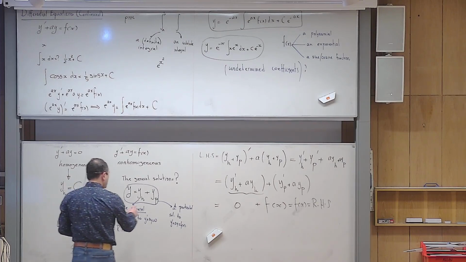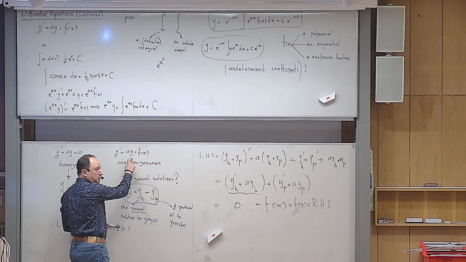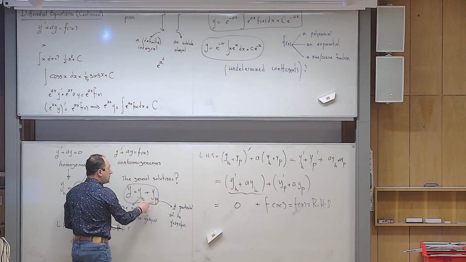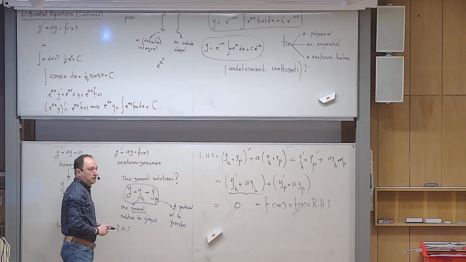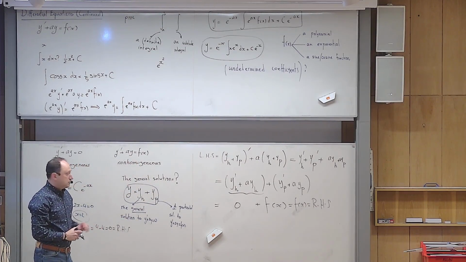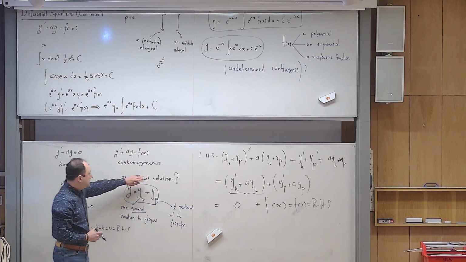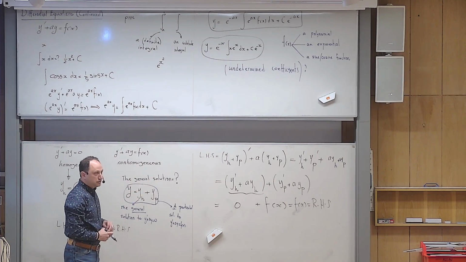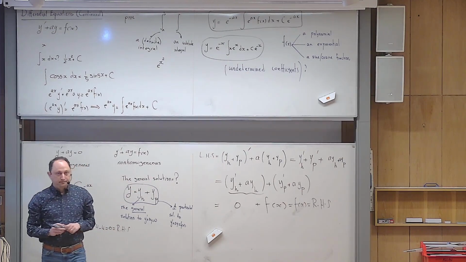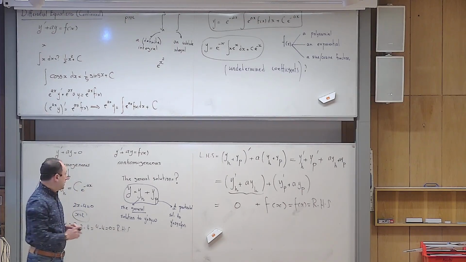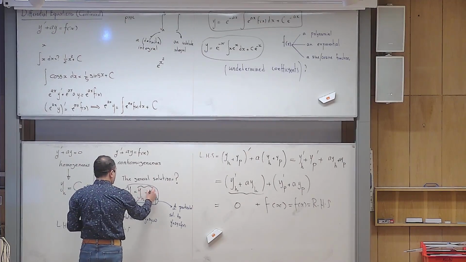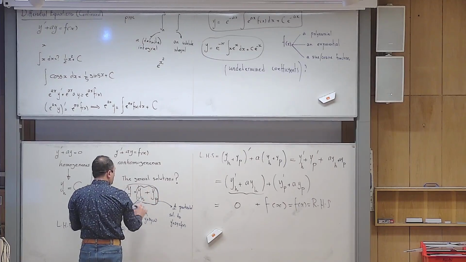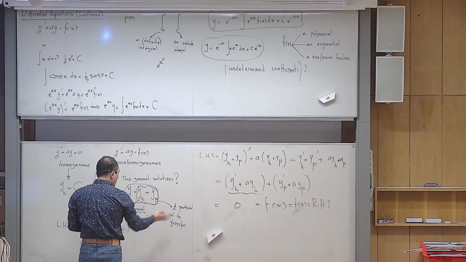My claim was not that this is a solution. My claim was that this is the general solution to this. Yes? So far, I showed that this is a solution. Why do you think that this is now the general solution? Why do you think that if I do this, I will get not only a solution, but the general solution?